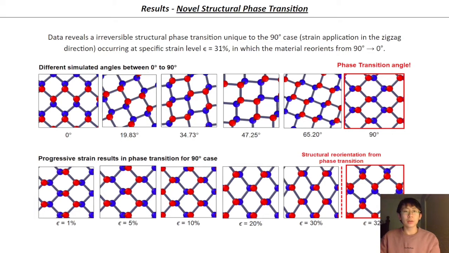From our simulations, we observe a novel structural phase transition. In such, the material reorients from the 90-degree zigzag case into the 0-degree armchair case. This phase transition is specific to when strain is applied to the 90-degree case, occurring only when the strain level is at 31 degrees, as shown within these figures.